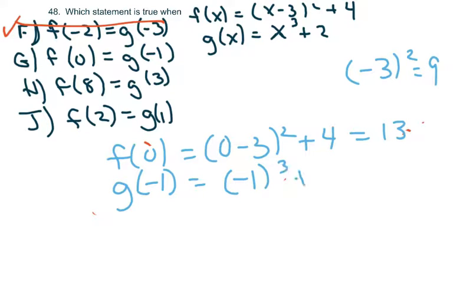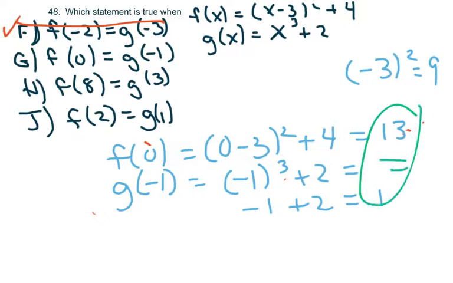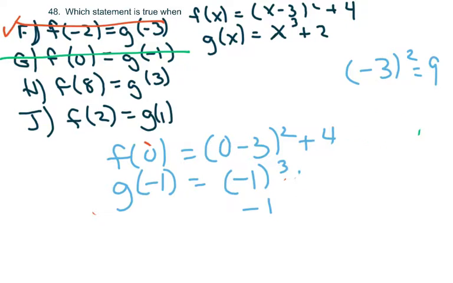Use your parentheses on this. So this is going to be negative 1 plus 2, which equals 1. These two do not equal. So G is not correct. Okay, next one.